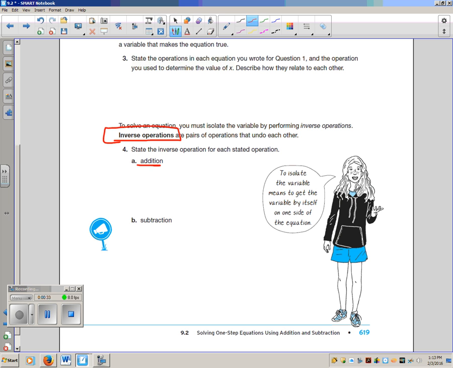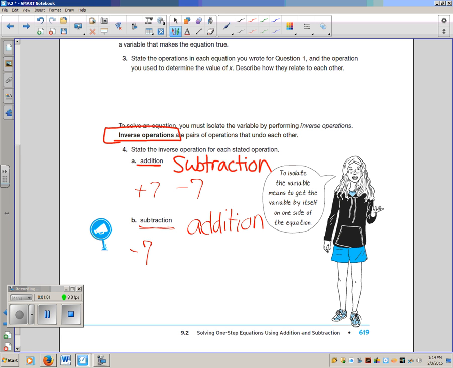So the inverse operation of addition is subtraction. Right, subtraction. Get a better pen so you can read my writing. For example, if it's plus 7, the inverse would be minus 7. The inverse operation of subtraction is addition. So if you start out with negative 7, if I asked you what the inverse of minus 7 is, that would be plus 7.